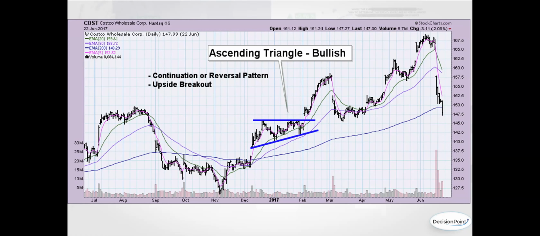The ascending triangle is considered a continuation pattern. That means that typically you're going to get a continuation of the prior trend. But at the same time, this can also show up at a bottom and be a reversal pattern. So ultimately, no matter where this pattern falls, I think you're in good shape. So look for those flat tops with the rising bottom, and that implies you're going to get an upside breakout.